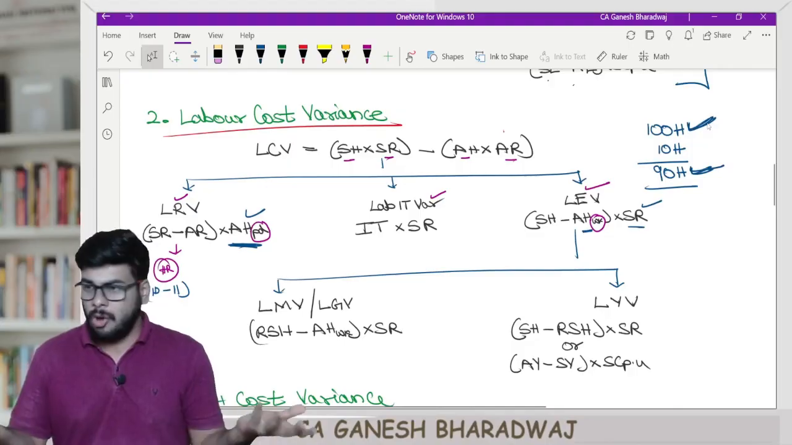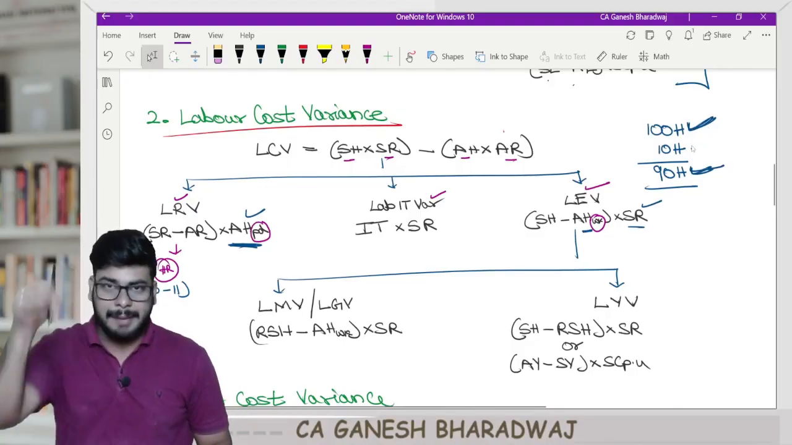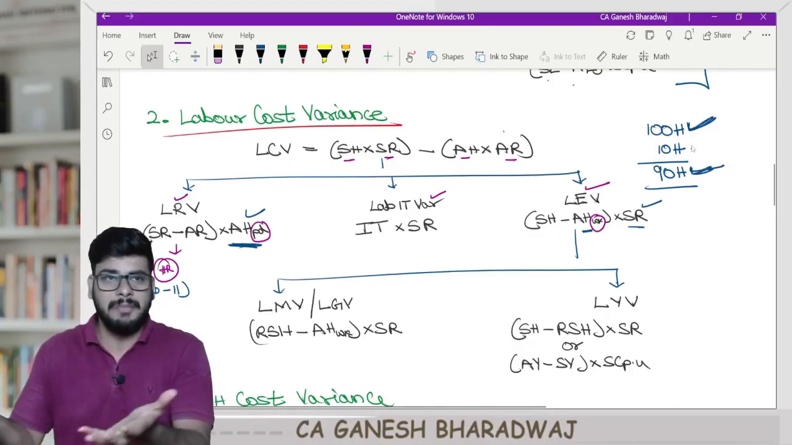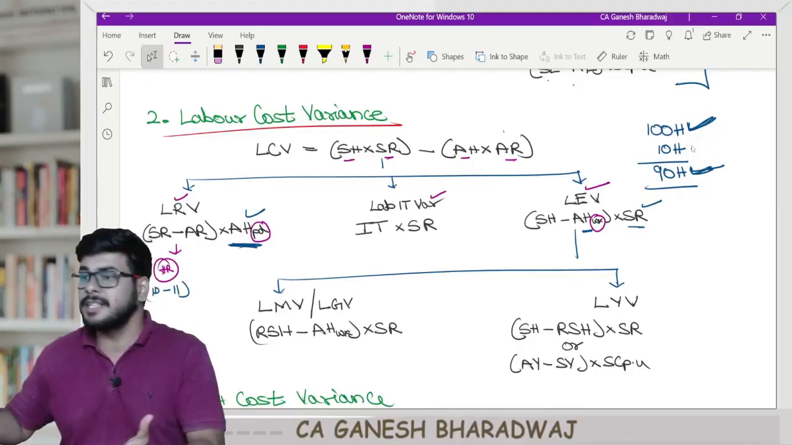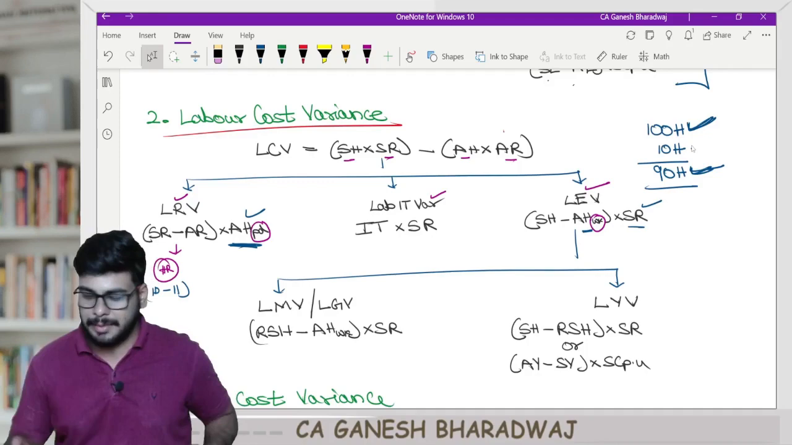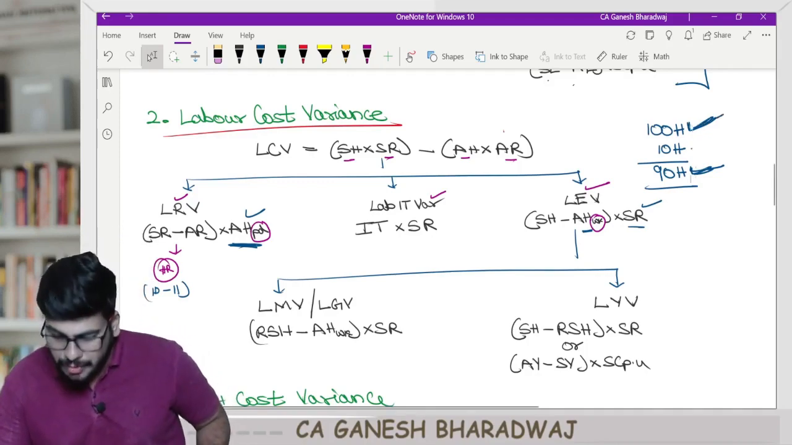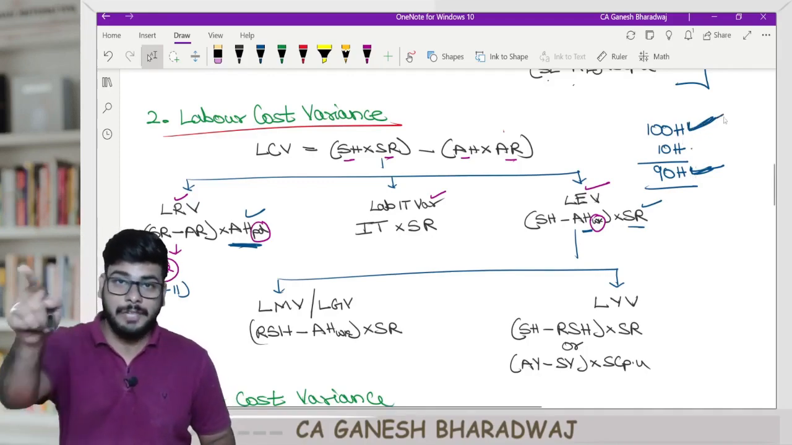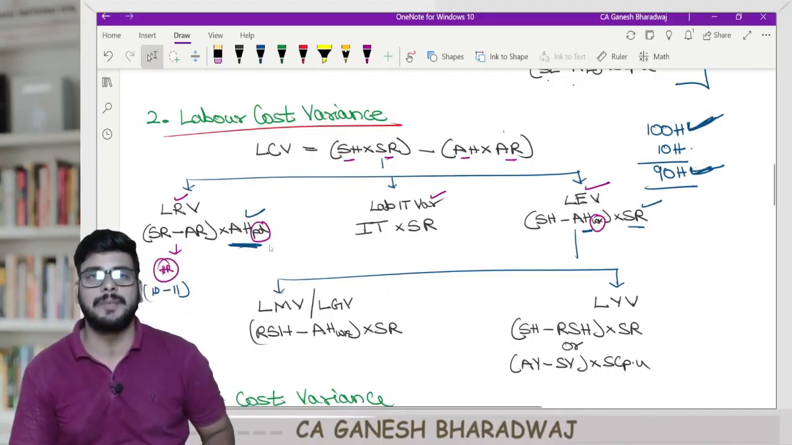Why? Obviously, for this 10 hours, they came to the factory, but because of some inefficiency in the maintenance department, there was a power cut. Now, you cannot tell them that I will pay you only for 90 hours. You need to eventually pay them for 100 hours. So, for each of the 100 hours, the HR department paid them. Are you clear with this?